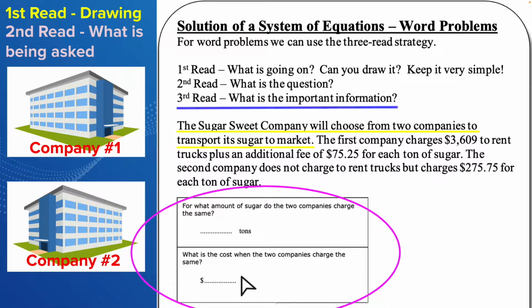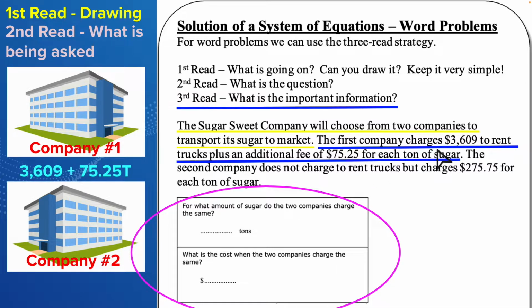The last thing is, what is the important information? We're going to read it one more time. The Sugar Sweet Company will choose from 2 companies to transport sugar to market. Hopefully we've gotten that part already. The first company charges $3,609 to rent the truck, plus an additional fee of $75.25. That's definitely very important, and I can write that down here by the company. It charges $3,609 plus $75.25 for every ton of sugar.